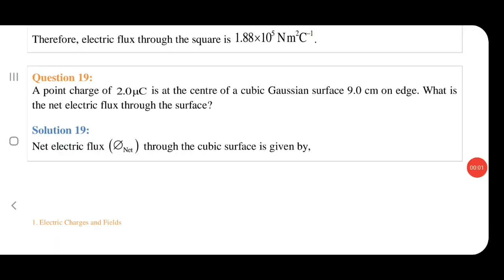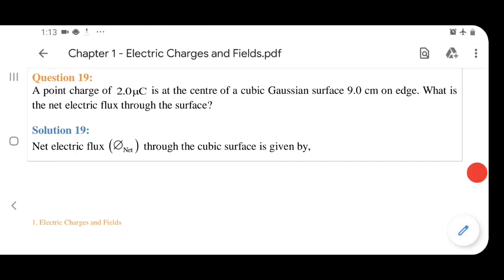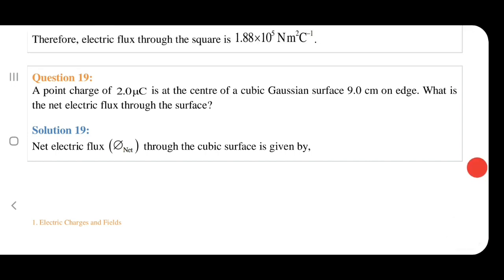Now coming to question 19. A point charge 2 microcoulomb is at the center of a cubic Gaussian surface 9 centimeter on edge. What is the net electric flux through the surface? Okay, so charge is given and Gaussian surface edge is given. What is the net electric flux through the surface?